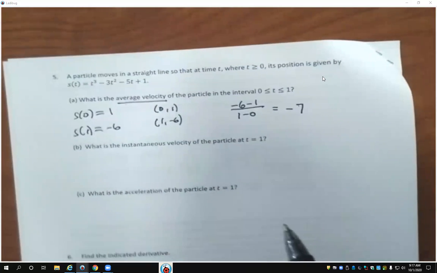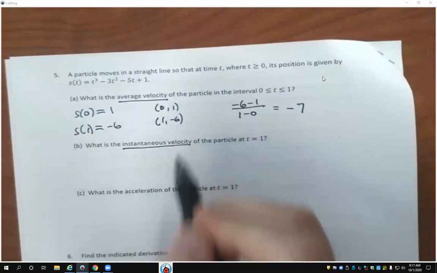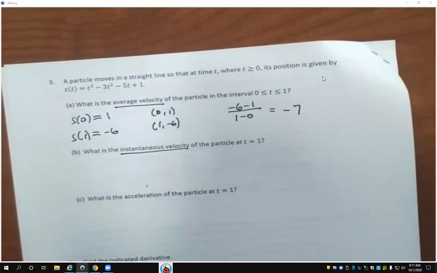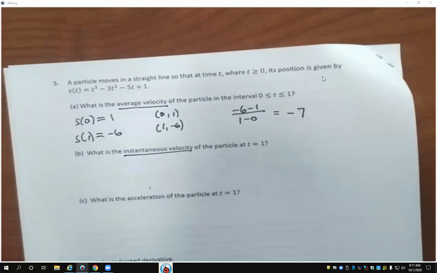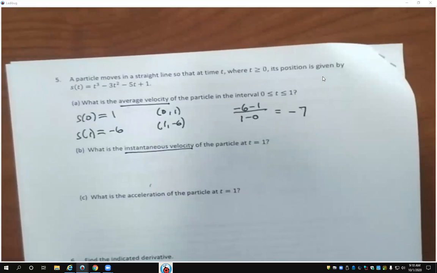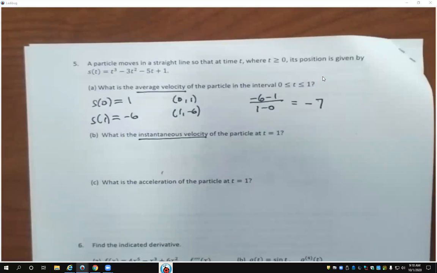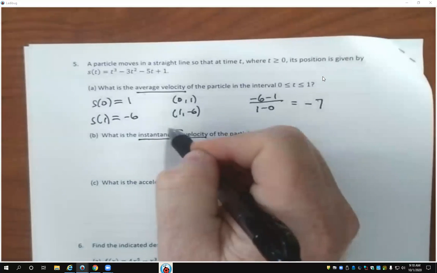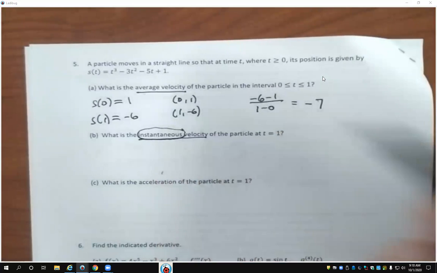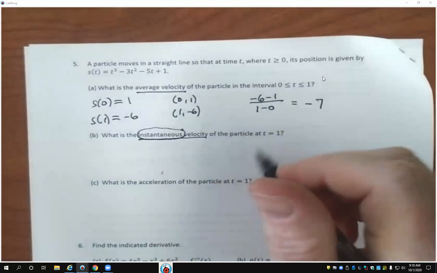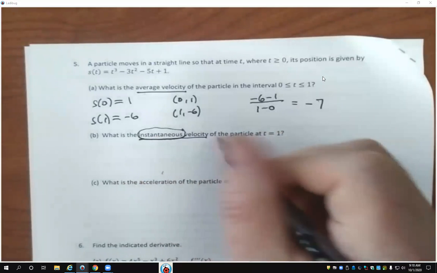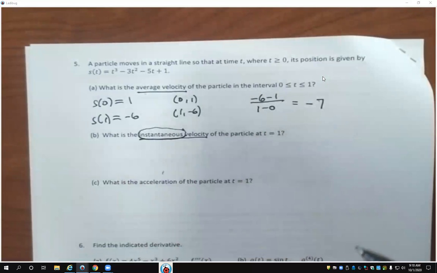Average velocity. Part B, instantaneous velocity. What is that? Isn't it the absolute value of average velocity? No, that's the speed. Instantaneous velocity: you see this word right here, instantaneous, and you say to yourself, slope, derivative. Derivative is correct. You see instantaneous velocity, and it's the slope of the tangent line at 1.